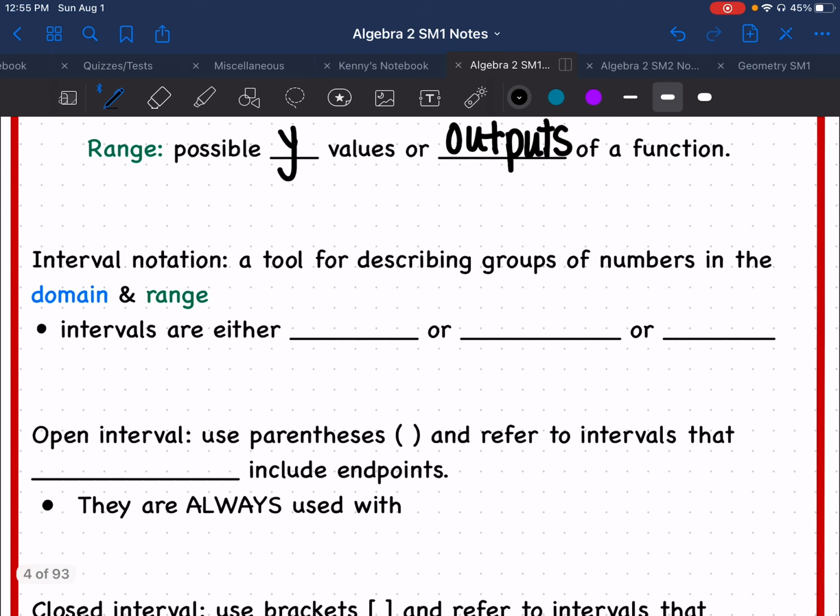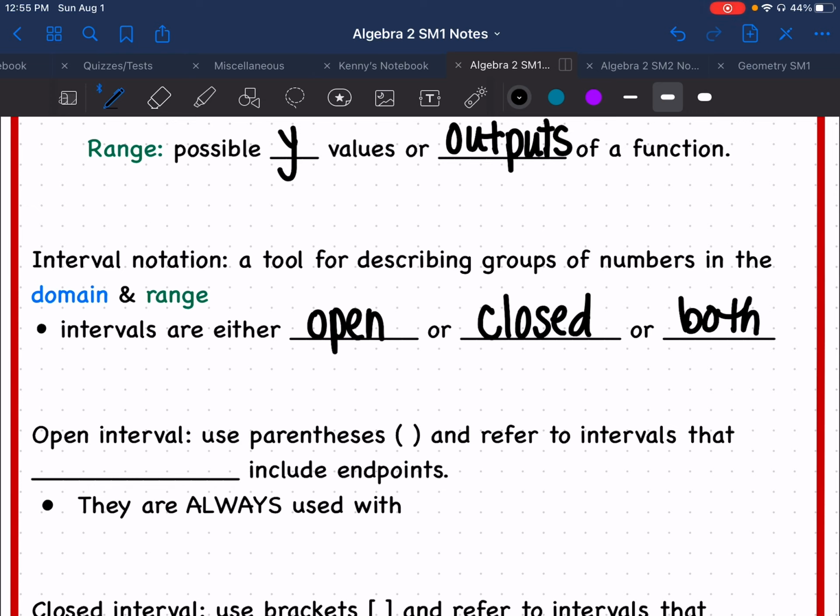Interval notation is a tool for describing groups of numbers in our domain and our range. Intervals are either open or closed, or they could be both. They could be a combination of open and closed.